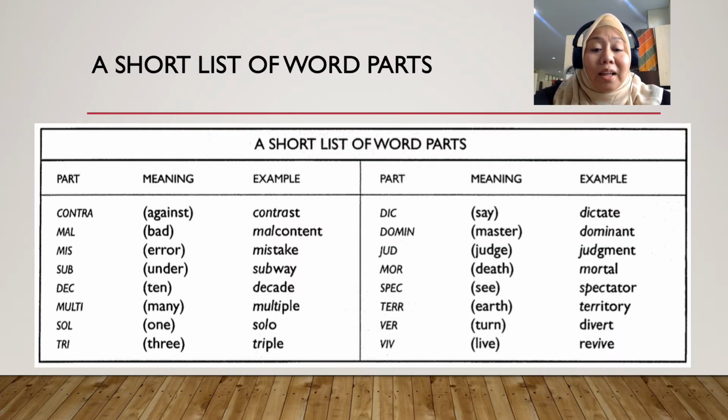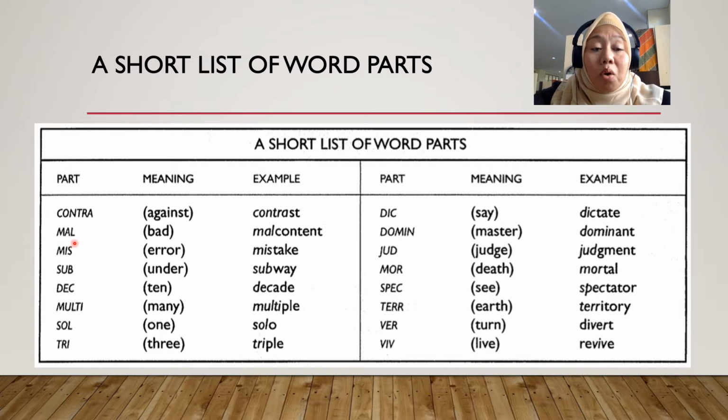Okay, now here I have the list of word parts, which will give you the clue of the meaning of certain long words because they contain these word parts. Okay, so we have this one. We have contra, which means against. So when you have a word with contra in it, then you know it has a meaning of against, like this one, contrast. So it's different, against.